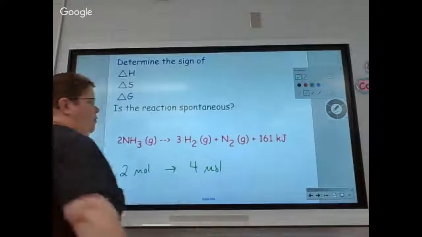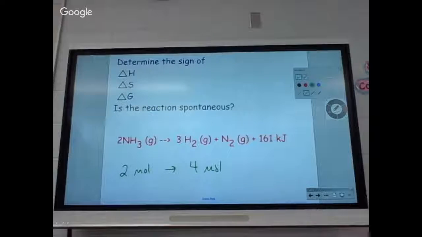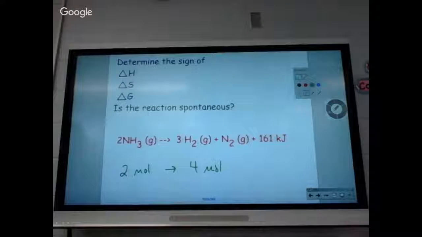What were you going to say, Xavier? Somebody over here was going to say something's different. Who was going to say something's different about this equation? Decomposition. All right, it is decomposition. What else? It's spontaneous. How are we going to know that? What else is different in the equation?